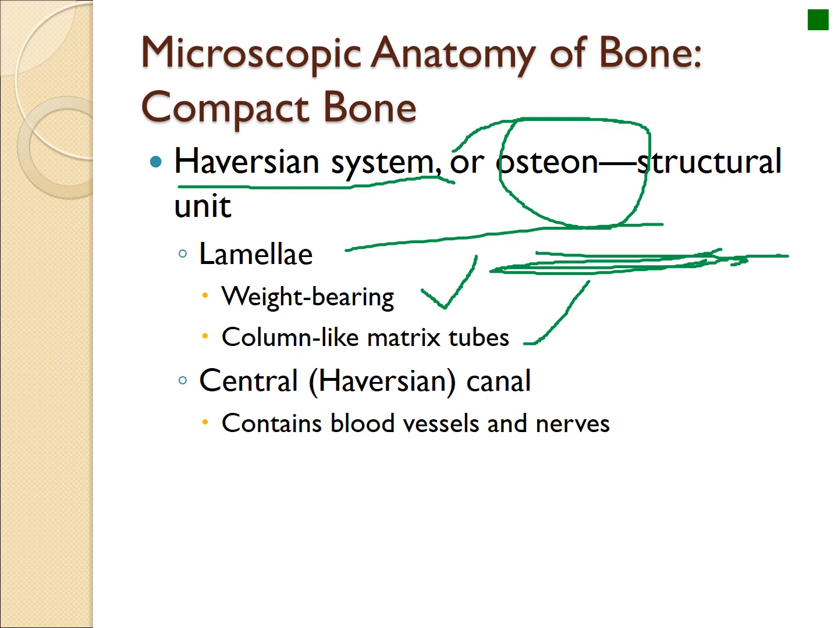And then there's a central region called the Haversian or Havishon, depending on how you want to pronounce it, or what we sometimes call it is the central canal, because Americans don't like saying Haversian or Havishon. Again, this contains blood vessels and nerves. The central canal, we're going to see is a small opening in the center of the osteon.